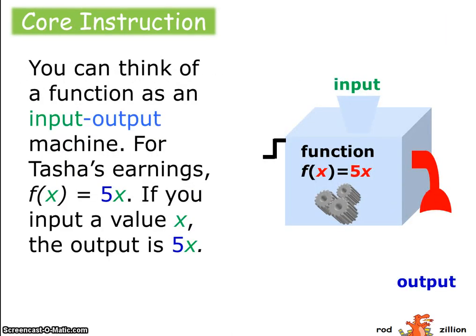Now we can think of a function as an input-output machine, also called a function machine. For Tasha's earnings, f of x equals 5x. If you input a value of x, the output is 5x. If I put x in the function machine, then out comes 5x. If I put a 2 into the function machine, out comes a 10. If I put a 6 into the function machine, out comes a 30. So inside the function machine is applying the function rule, and the output is coming out.